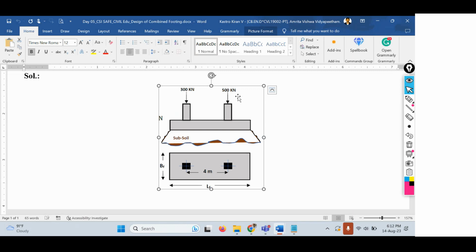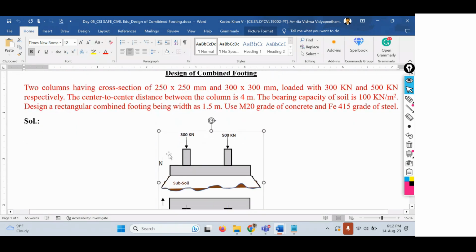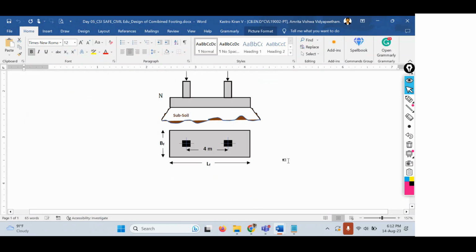Yes, thanks for your wait. So the first thing that we are going to do is find out the loads. What are the loads that are coming onto the structure or onto the soil? There are two loads: one is 300 kilonewtons and the other one is 500 kilonewtons. So let's look at the calculation of loads initially. The first step is the calculation of loads.